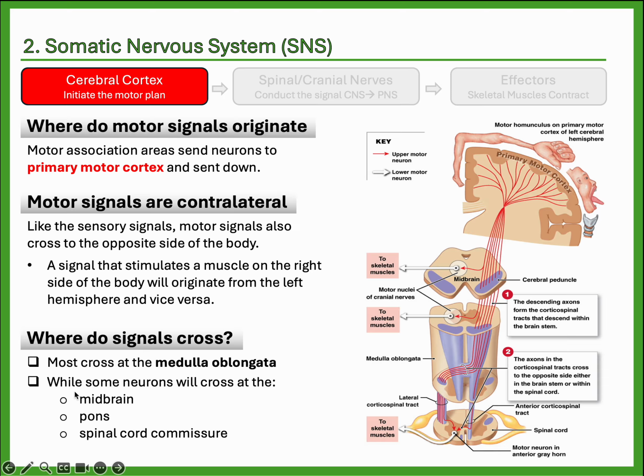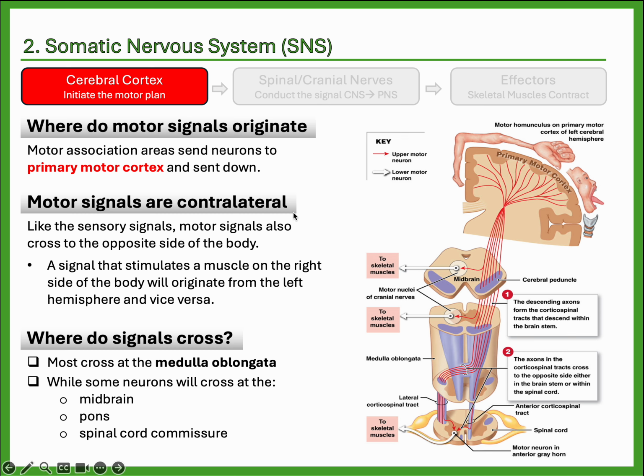But actually sometimes they could cross in the midbrain, the pons, or the spinal cord. So look at this here, my neurons come down and they cross in the spinal cord. So I just need you to know it could be the medulla or these other regions where they cross. Basically, you need to understand that they do cross over. There is a crossing over of information because it's contralateral.